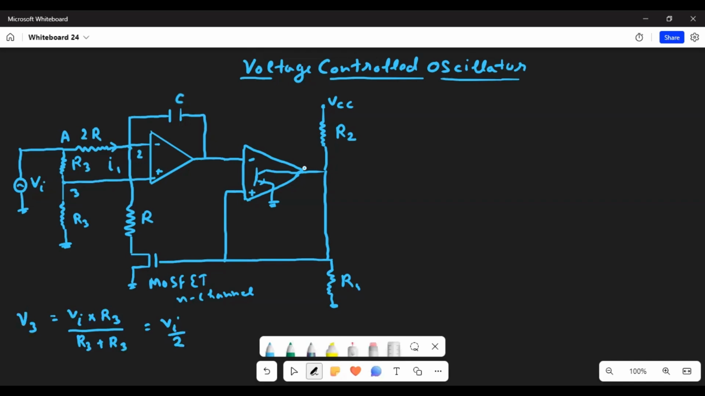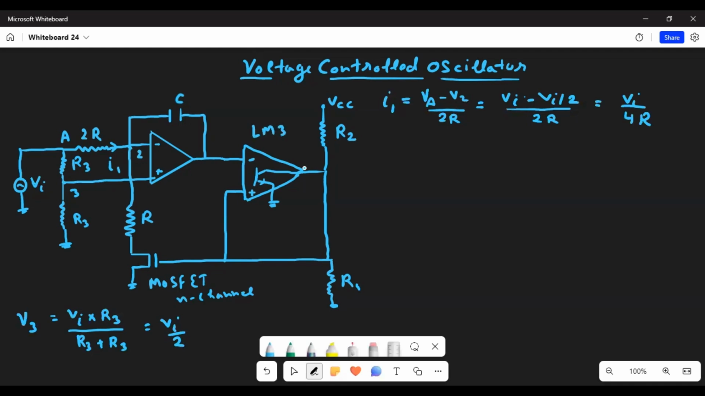Now, by the principle of virtual ground, the voltage at terminal 2 will also be equal to the voltage at terminal 3, which is Vi by 2. So the current I1, which is flowing through 2R, will be the voltage at Va minus the voltage at terminal 2, V2, upon 2R, which will be equal to Vi minus Vi by 2 upon 2R, which will eventually be Vi by 4R.